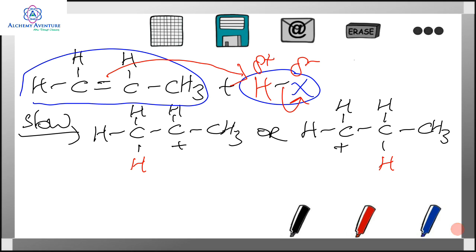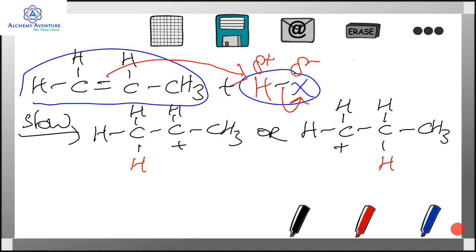It involves the carbon-carbon pi bond, not the carbon-carbon sigma bond, because the carbon-carbon pi bond is weaker than the carbon-carbon sigma bond. Since pi bond is weaker than a sigma bond, it has to be broken first. However, based on a drawing, you may not appreciate this fact. However, I have to tell you that effectively it is the pi bond that gets broken. So, for our slow step, there are two possible cations that could be formed.